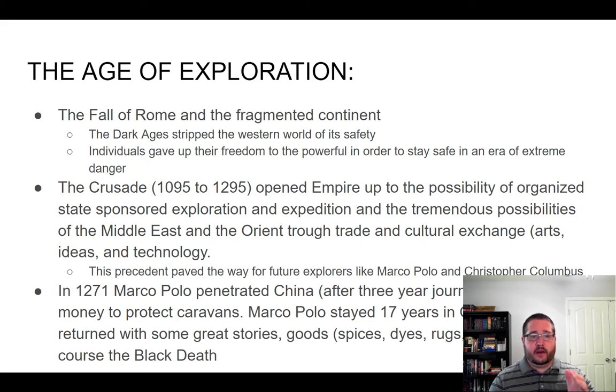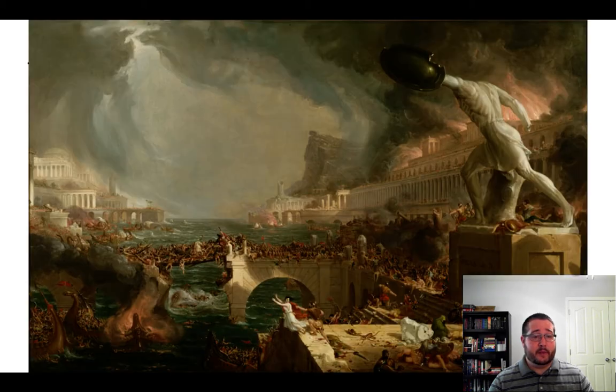In a very, very advanced culture and society that he found in China, in addition to goods that could be traded back in Europe for a tremendous amount of money. So here we've got one of my favorite pictures of the fall of Rome, and I want to point out just a couple things in this painting. You've got a couple things here being depicted.